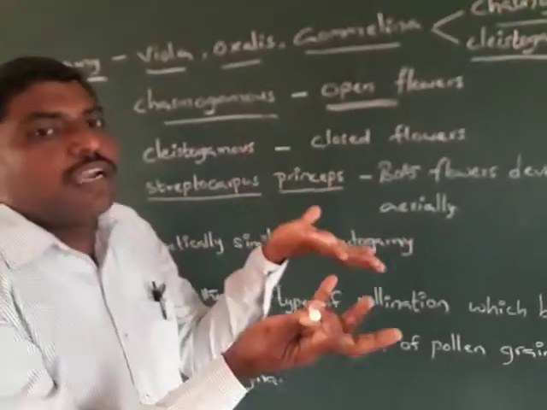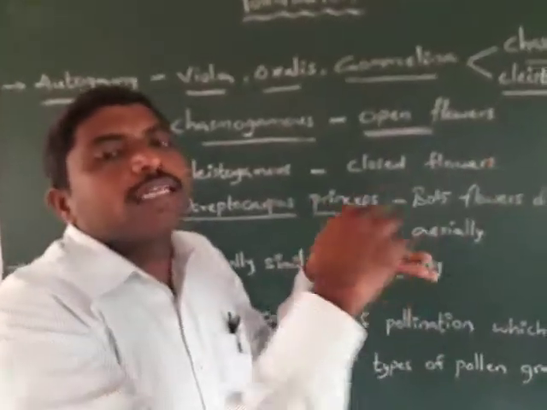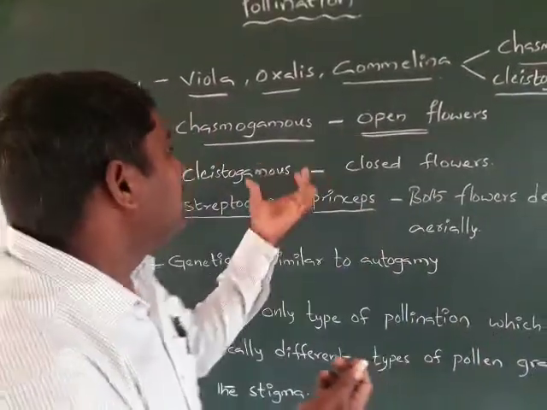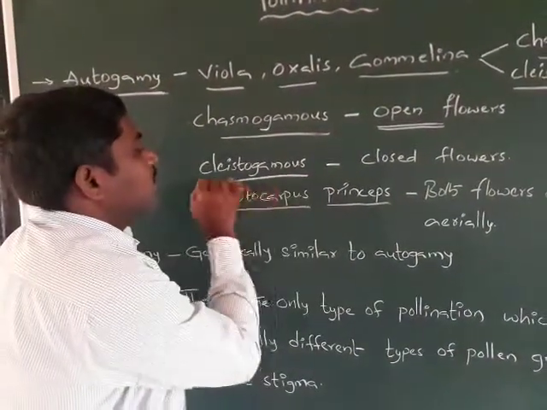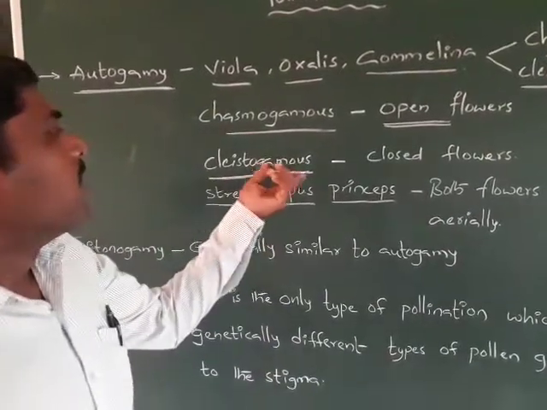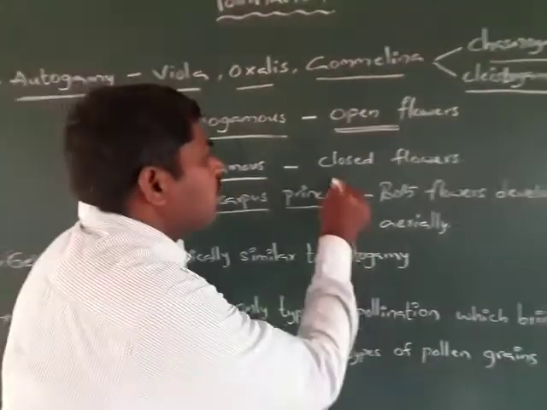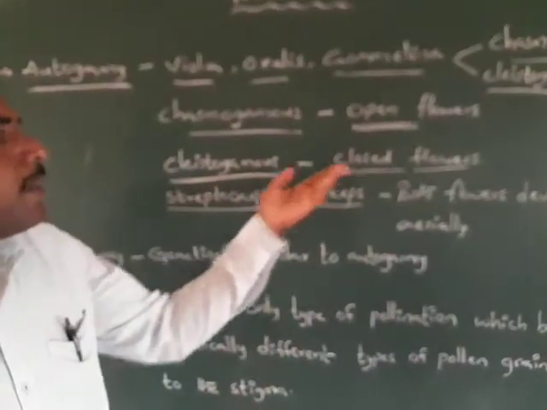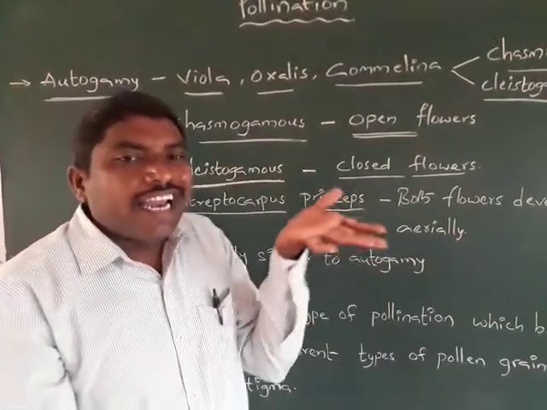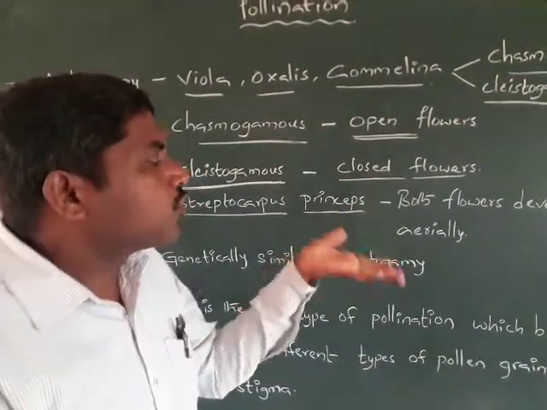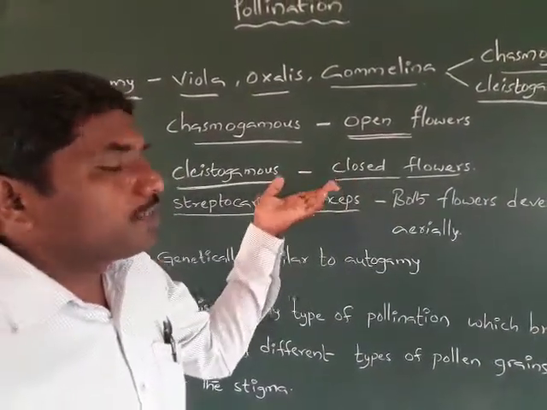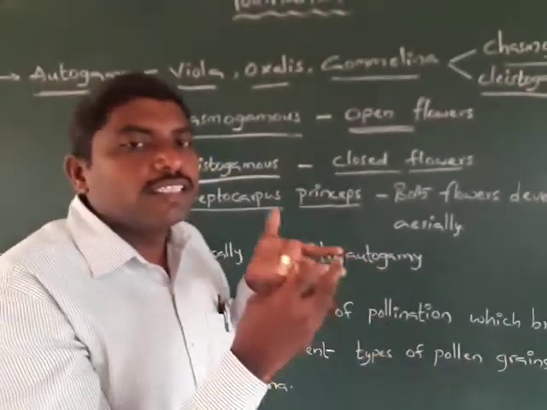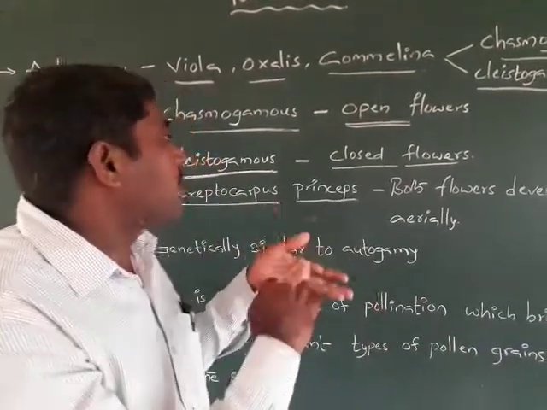It is an open flower, so the stamens, anthers, and stigma are exposed. But coming to the Cleistogamous flowers, these are the closed flowers. They are arranged from the rhizome, which means these flowers develop in the underground part.